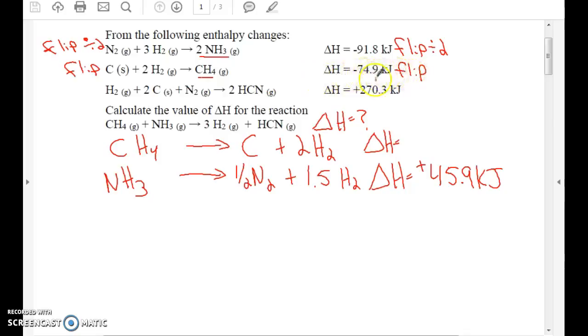All we did was flip it, so it becomes 74.9 kilojoules. Alright, so that takes care of 2 of the sub-equations. We have to figure out what to do with the last one. The next thing in line is 3 moles of hydrogen gas, but it shows up in each of these sub-equations.